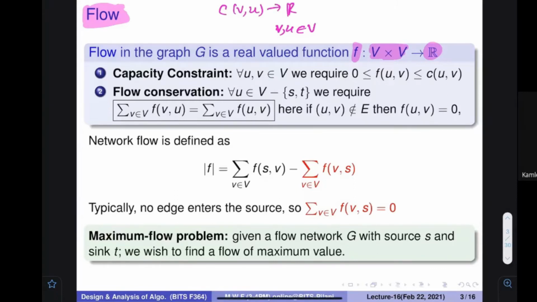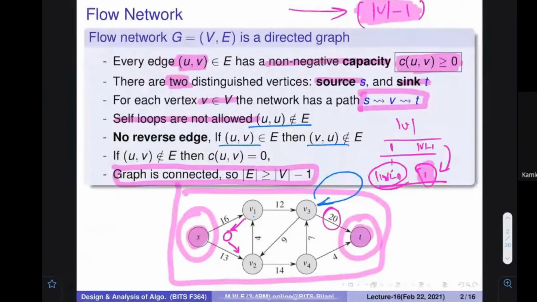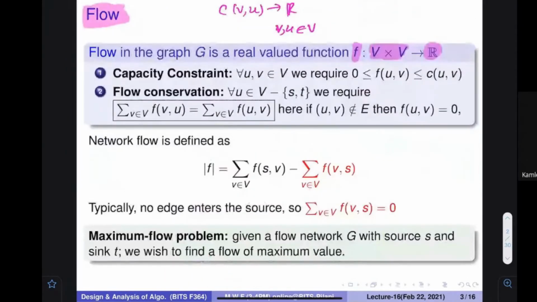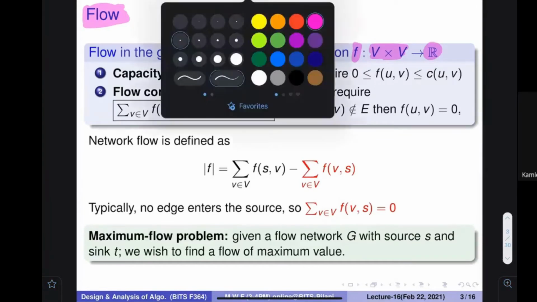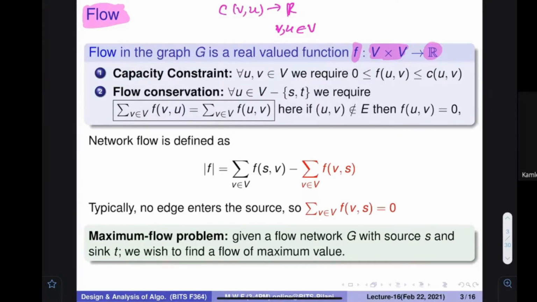It is going to give you a real number. We have just seen the capacity. Capacity is a real number: 24, 7, 9, all these are numbers. Any real number could be there. Right now they are integers, but they need not be. Similarly, flow is also going to be a real number, so the flow between v and u is also a real number.